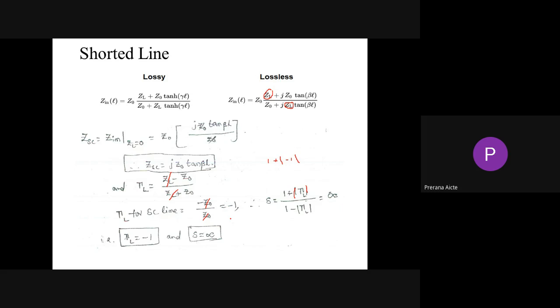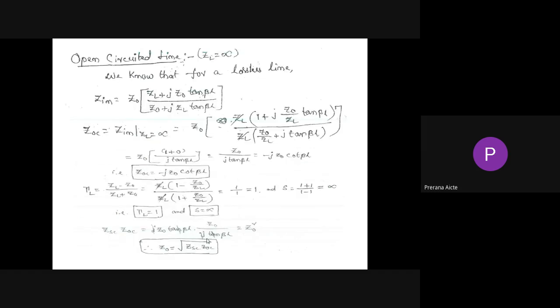Okay. So therefore, we can conclude that for a short circuit transmission line, the reflection coefficient Γ_L is equal to minus 1 and the voltage standing wave ratio is equal to infinity. Okay. Next. Now it is the open circuit transmission line.